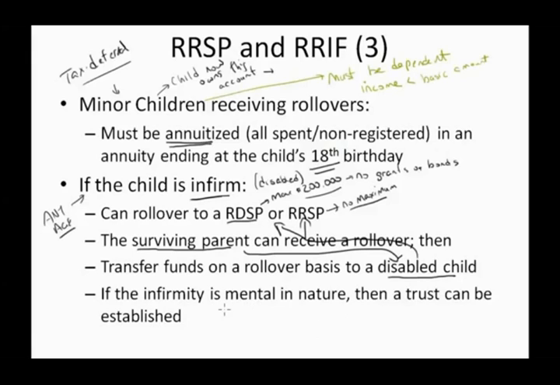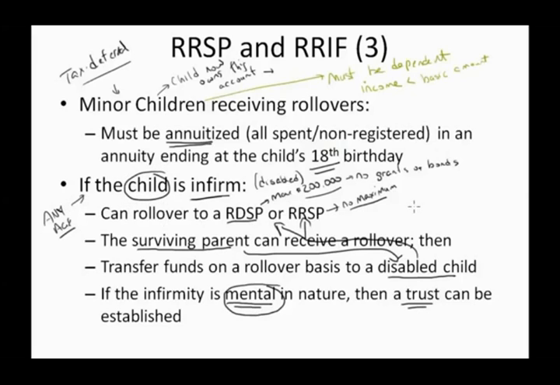And here's where we at least overcome one of the problems that was addressed earlier here. If this infirmity is mental in nature, it has to be mental in nature. That is, there's an assumption around reduced capacity. Then there's actually a trust that can be established here to accommodate this rollover. But it's in this very limited circumstance where we have an infirmity that reduces the mental capacity of this infirm person.